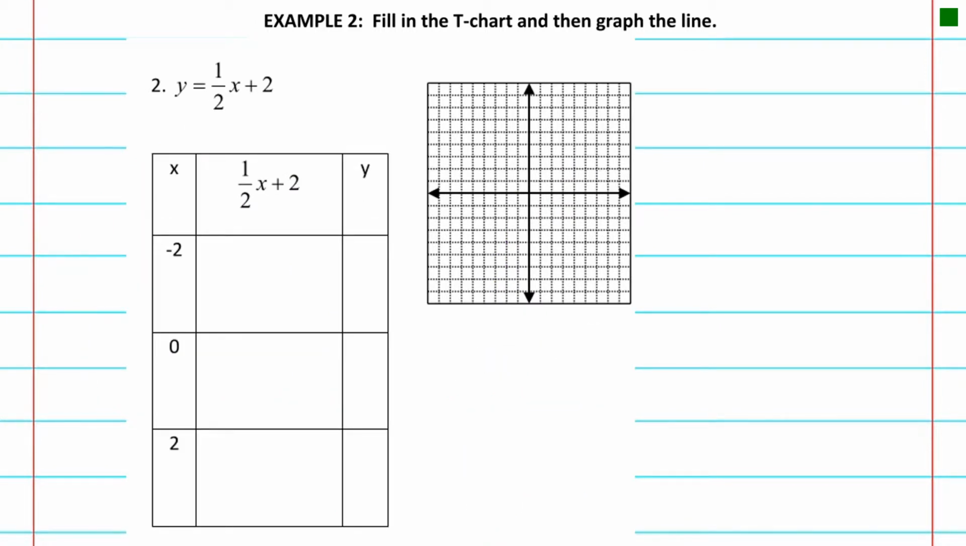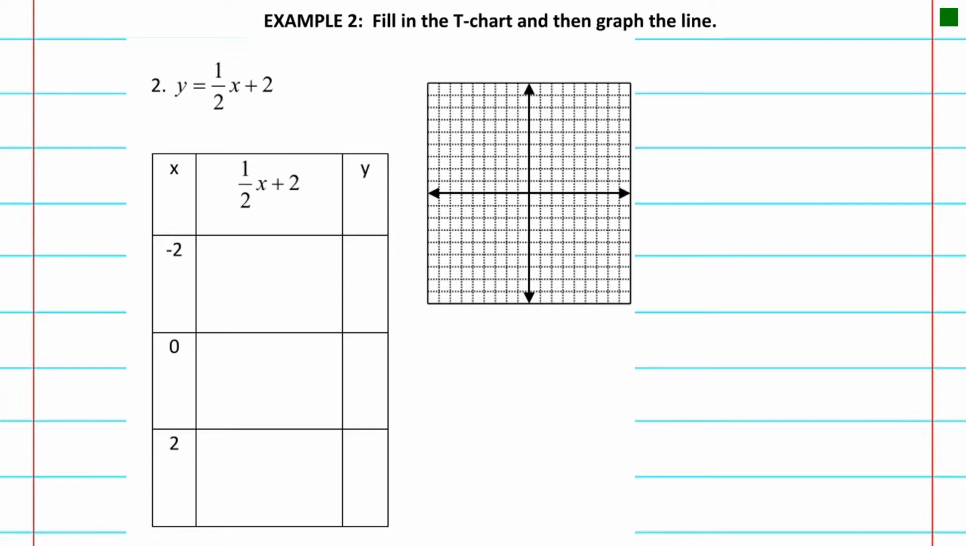All right, let's move on to number 2. So we have the function y equals 1/2 x plus 2. And you'll see that this time we have some different x values. We have negative 2, 0, and 2. And the reason is, whenever you have a fraction in front of your x, whatever that fraction is, we want to multiply that by our x because then they'll cancel out. It's going to be a beautiful thing.